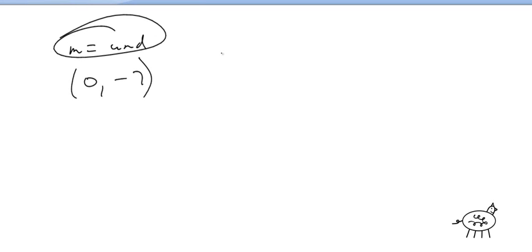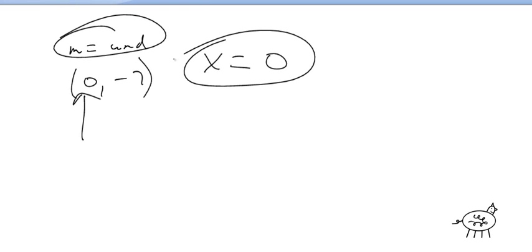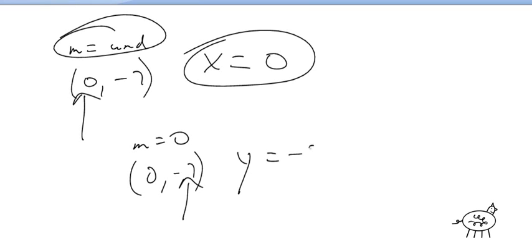So slope is undefined, and it passes through the point 0, negative 7. As soon as you see that word, it's a BAM problem, x equals. What does x equal? 0. Done with the problem. The same point, but the slope is 0, and it passes through the point 0, negative 7. Well, it's y equals, and what does y equal? Negative 7. So easy. And anything else is like normal.